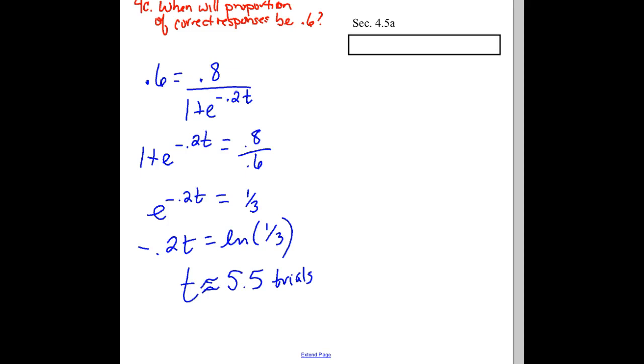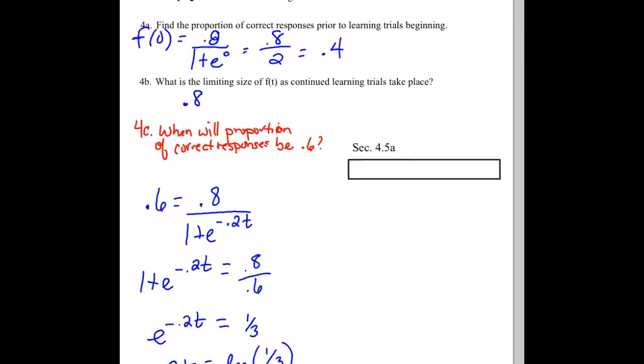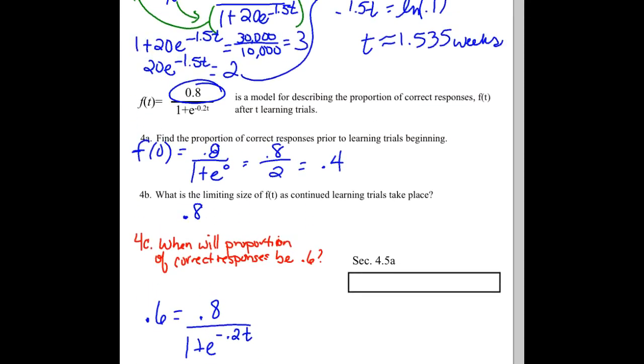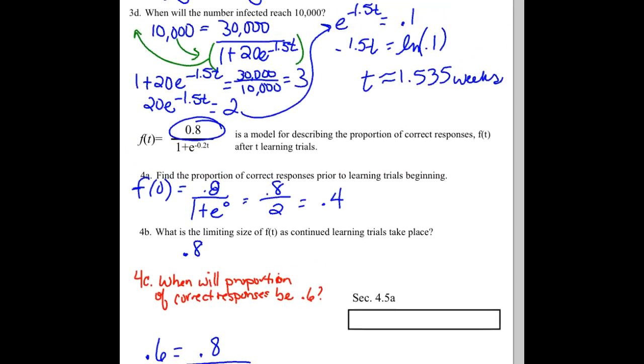Questions on the logistic model? What's the top number in your formula represent? Your limit to growth. When you go to find the initial amount, remember that this whole piece here doesn't disappear, that e to the 0 becomes a 1, right?